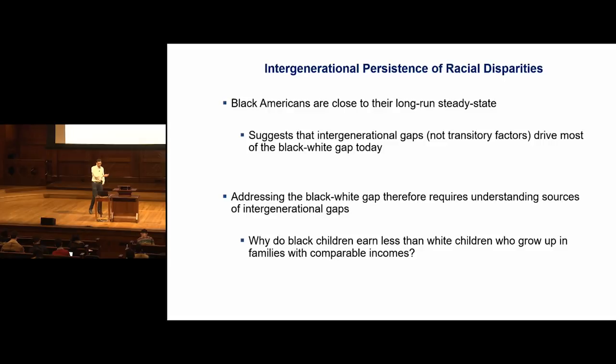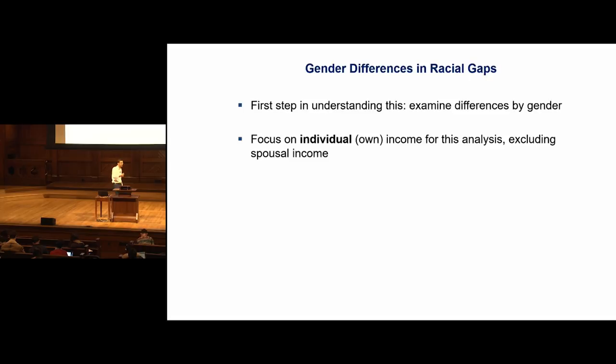Okay, so just to recap quickly, as I've been emphasizing in the first part of this lecture, Black Americans are close to their long-run steady state, which suggests that intergenerational gaps, not transitory factors, drive most of the Black-White gap today. So given that, addressing the Black-White gap is going to require understanding the sources of these intergenerational gaps. Why is it in particular that Black kids earn less than white kids who grow up in families with comparable incomes? That's really the core question if you want to understand how to change these disparities in the long run. Take two kids growing up in a family, same level of income. Why are we seeing different outcomes by race?